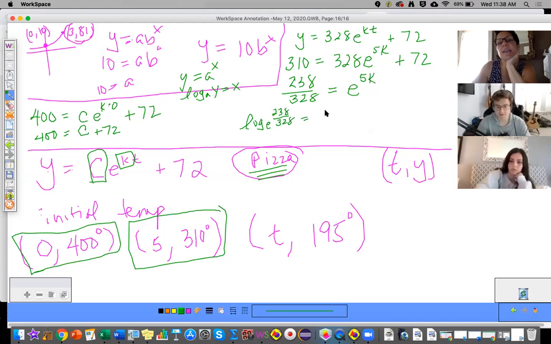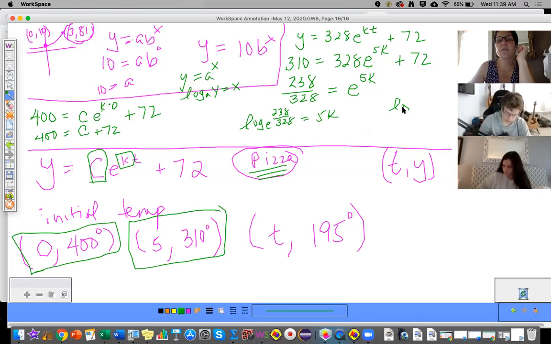The other way that you can write that, by the way, is you could just do the natural log of 238 over 328, and that would equal 5K also. Okay, so either way, it's all good. And when you divide it by 5, get me 3 decimal places for K.